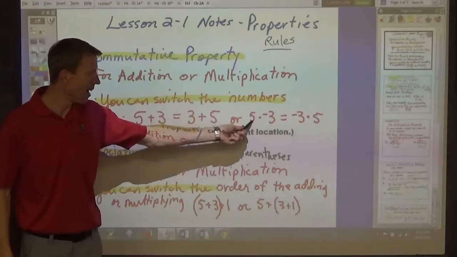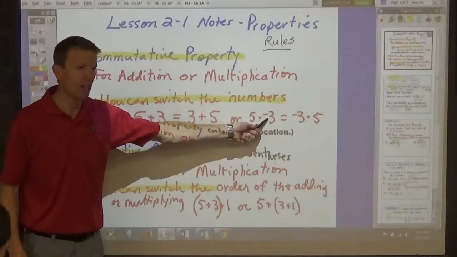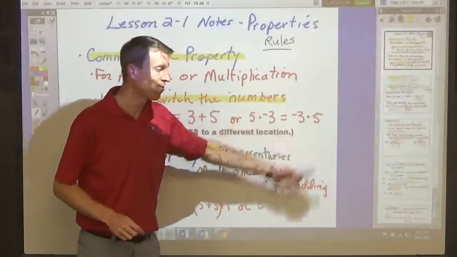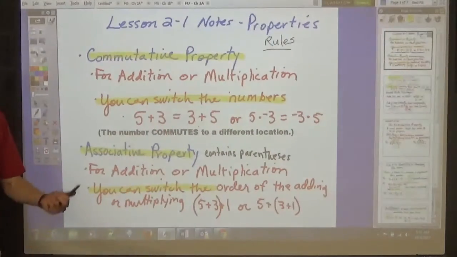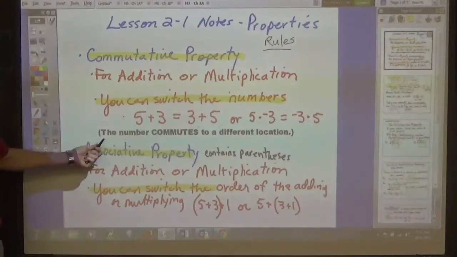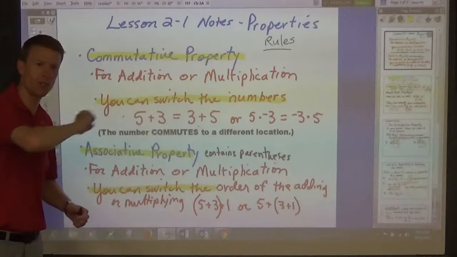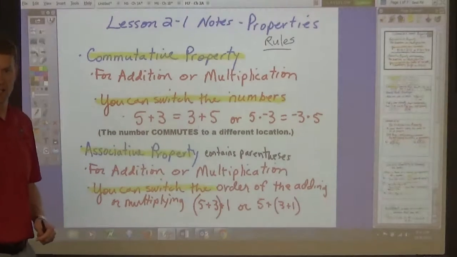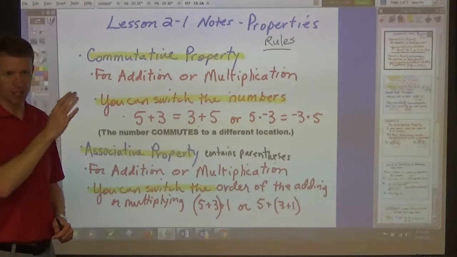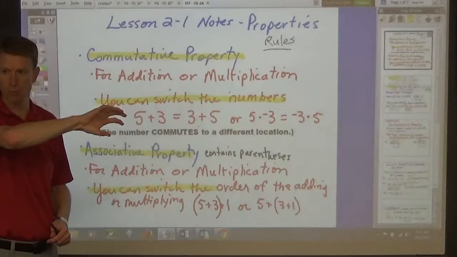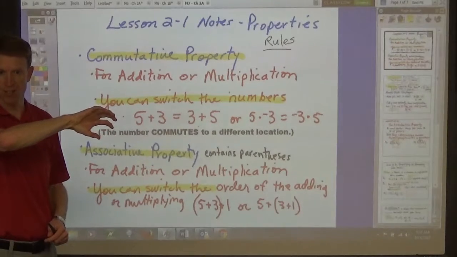Or if you see 5 times negative 3 and you can't remember what 5 times negative 3 is, but you know what negative 3 times 5 is, then you can get the same answer. Okay? The number commutes to a different location. So in other words, as long as you have addition or multiplication, you can move the number to a different place in the expression and get the same answer.